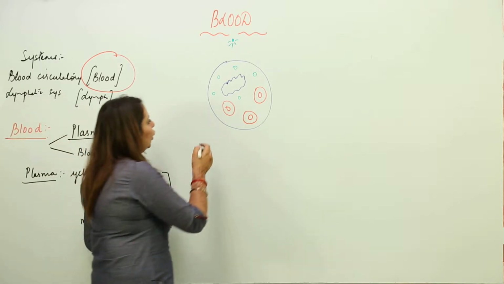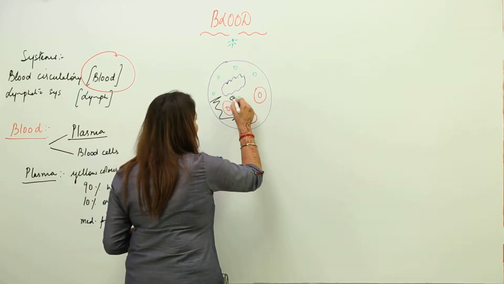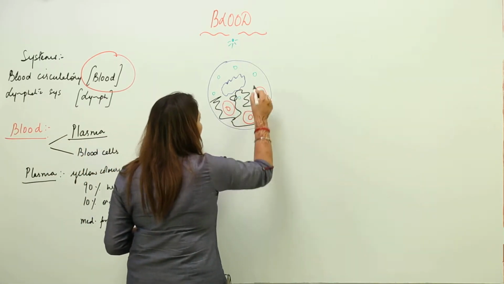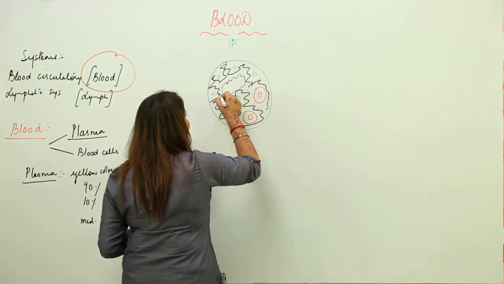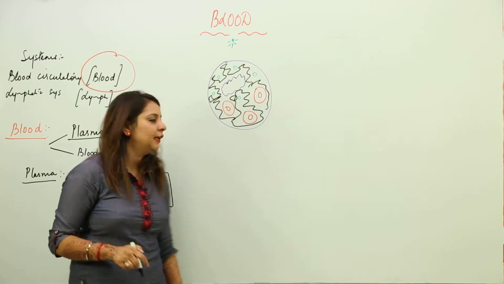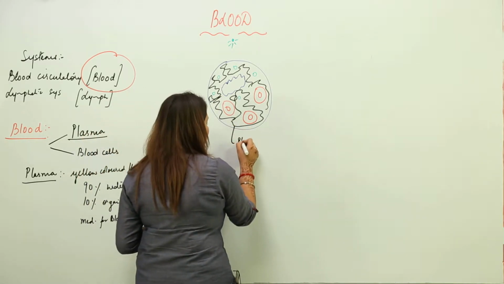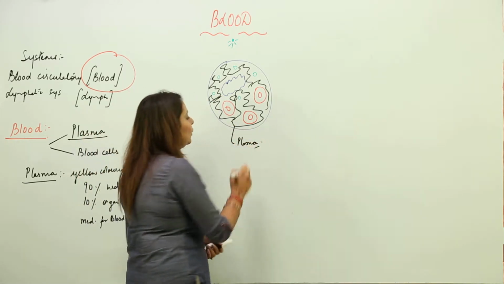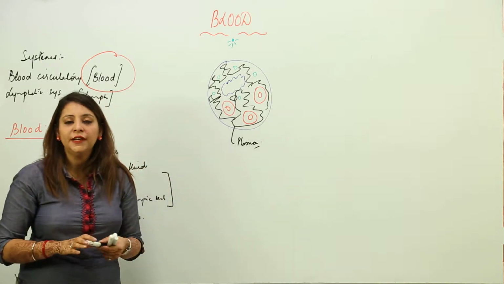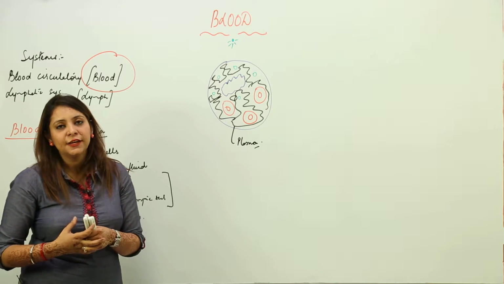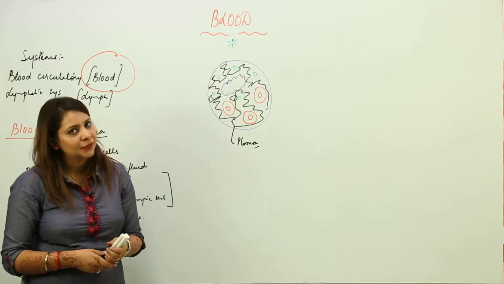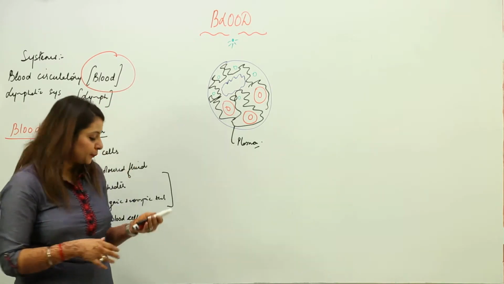So in this drawing, all the rest of the place which is shown white, which I am drawing black, is indicating everything is plasma. Everything is the plasma. And as I told you, plasma is a yellow colored fluid which is 90% water and 10% other substances, and because it possesses these kinds of substances, it acts as a medium for the blood cells. So this is the plasma.